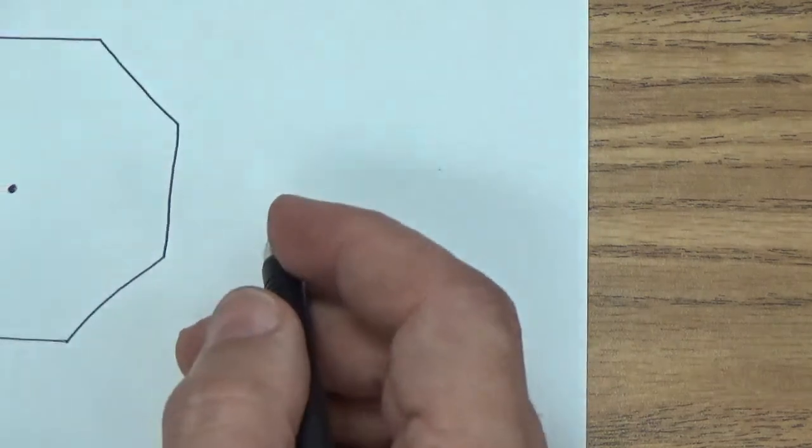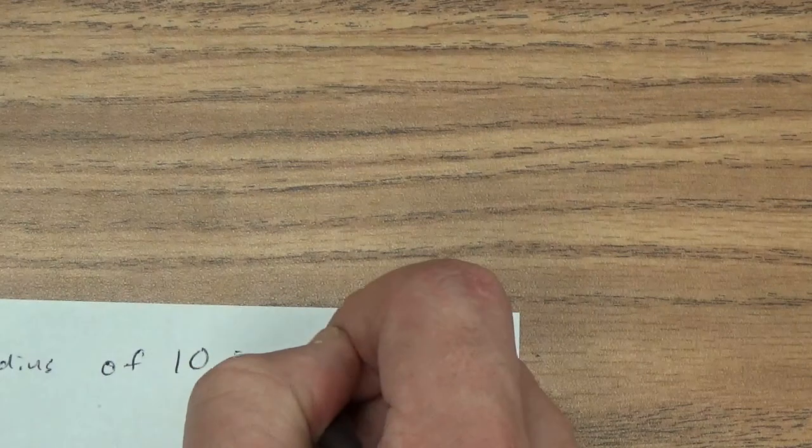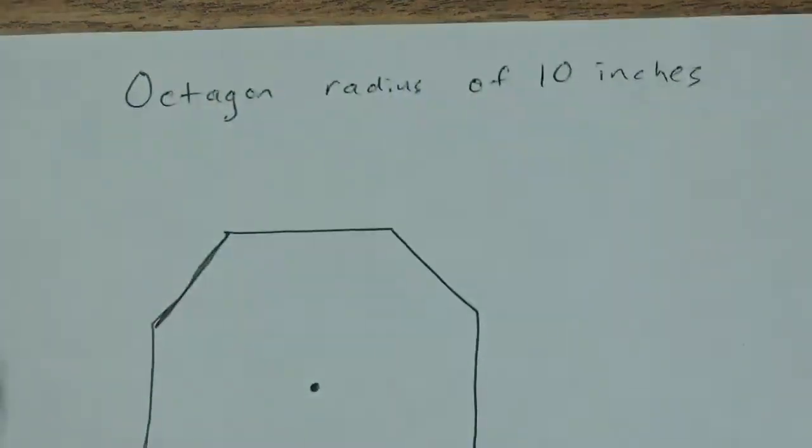Okay, so let's take a look at another one. This time, we're not going to end up with a special triangle. We're going to end up having to do some trigonometry. So we're going to do an octagon. I'm going to put a label on this one, so let's put 10 inches. An octagon with a radius of 10 inches.